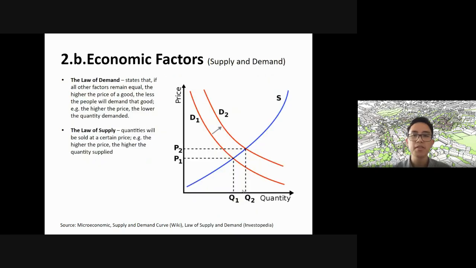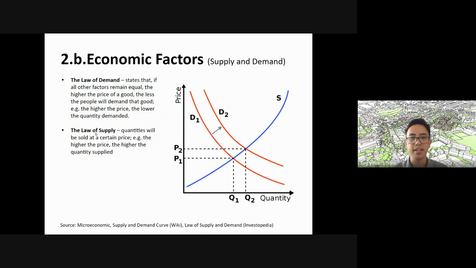Okay, so here's what I was trying to say earlier. The law of demand states that if all other factors remain equal, the higher the price of a good, the less people will demand that good. Basically, the higher the price, people won't want to buy it, meaning it's more difficult to obtain. For example, the higher the price, the lower the quantity demanded.